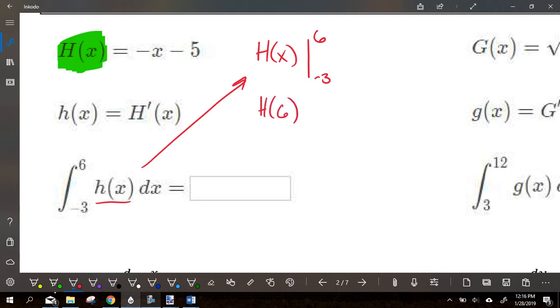So we're going to find h of 6 minus h of negative 3. They told me exactly what that equation is. It's right here. Plug in, get an answer. Work with your neighbor and find one.